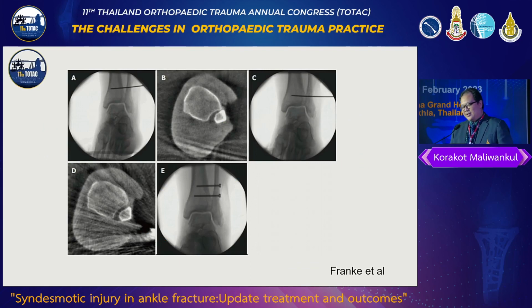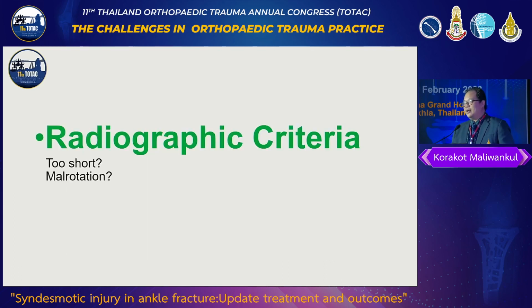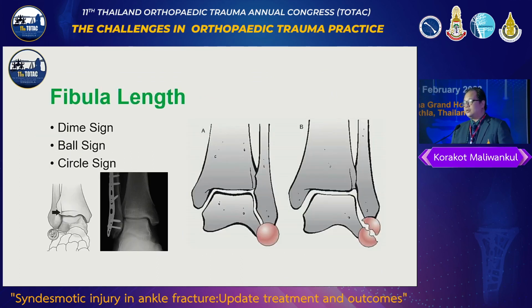In case you don't have it, but you can scope, the scope helps a lot, like Dr. Chilawat told you before. By the way, if you can do it, you should check another X-ray. The key is: is it too short or is it malrotated? The shortening of the fibula, you can use the dam sign, ball sign or circle sign. Everyone knows about this.